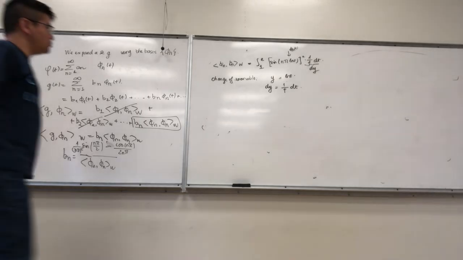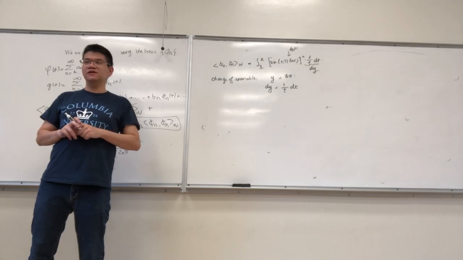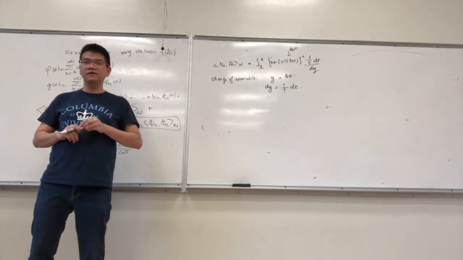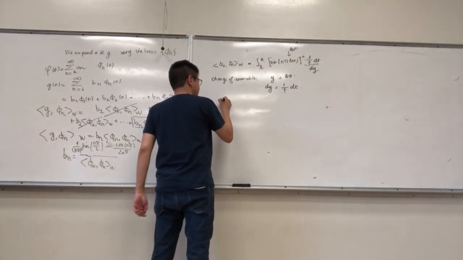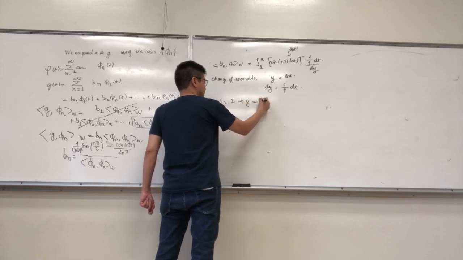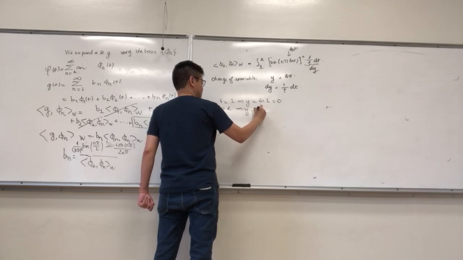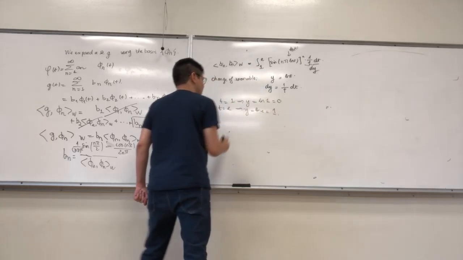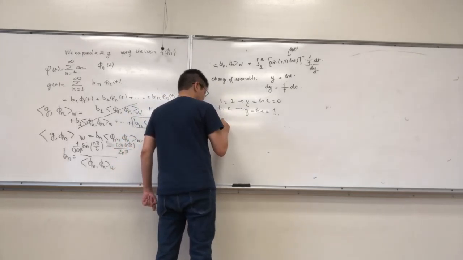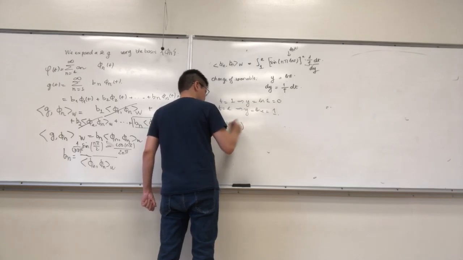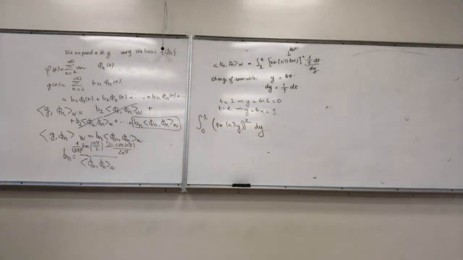Right? So now, what are the limits for y? What are the boundaries for y? When t is 1, y is log 1, and this is 0. When t is e, y is log e, and this is 1. So basically, I can write this integral in the new form. You have the integral from 0 to 1 of sine of n pi y, squared, dy. All right? Is it good?